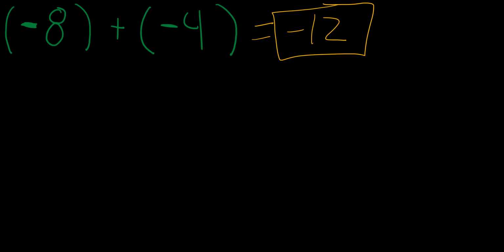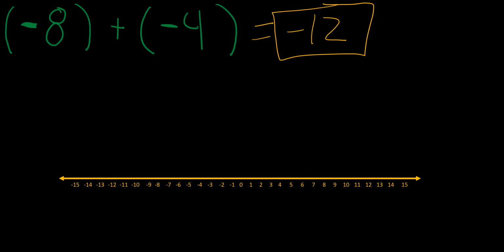And we can also think about this with a number line. Let's say we are at -8 and we're going to add -4. So 1, 2, 3, 4. We'd end up at -12.